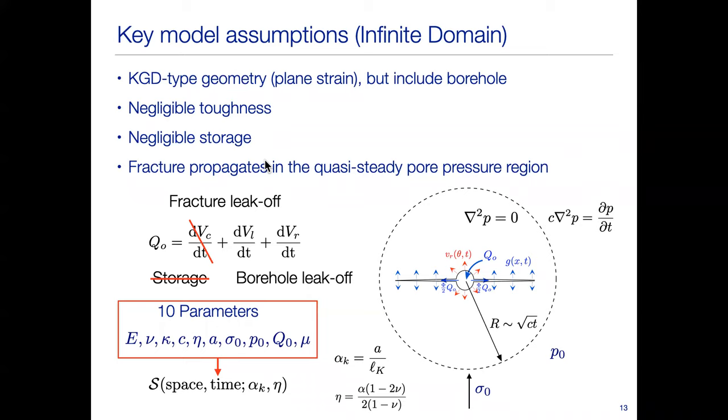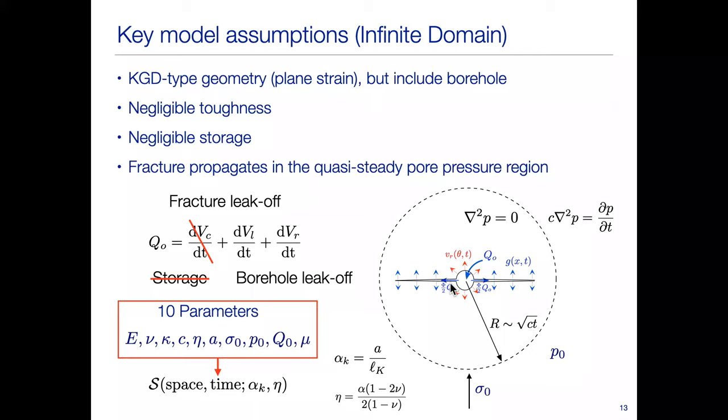And another key assumption, it's a limitation of the model that I'm going to present, is that the fracture propagates in a region of quasi-steady pore pressure. So, you know that if you're injecting fluid at a constant rate, we have a diffusion length, which corresponds to a diffusion front, which is growing like the square root of time, meaning that inside that region, we can approximate the flow by the Laplace equation, but outside we need to look at the full diffusion equation.